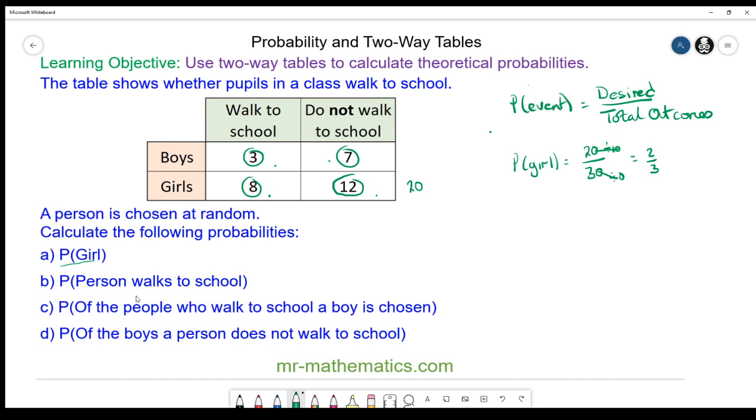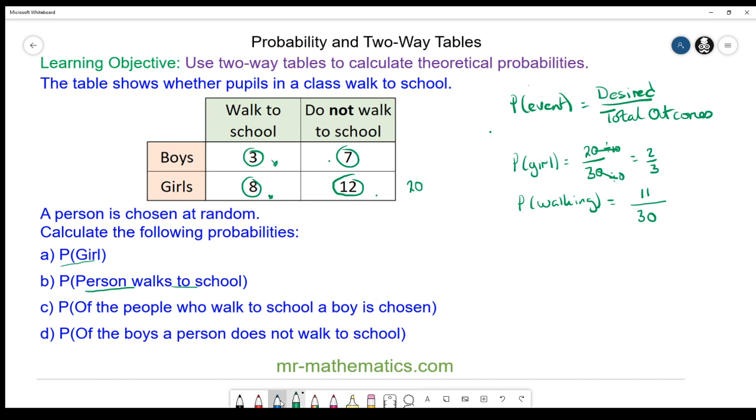The probability that a person walks to school. So probability of somebody walking, well, our total number of outcomes is the same, that is 30, and the number of people who walk, well, you can have 3 boys that walk and 8 girls that walk, so that is 11 desired outcomes.